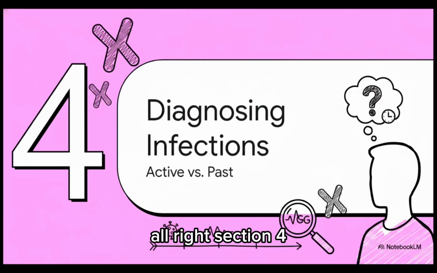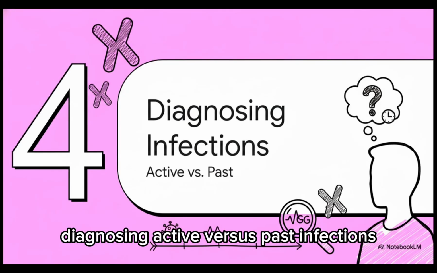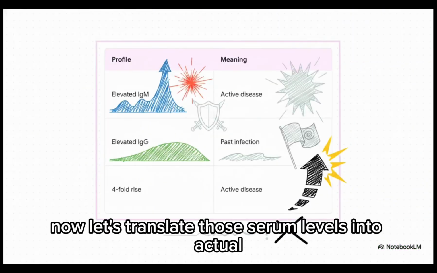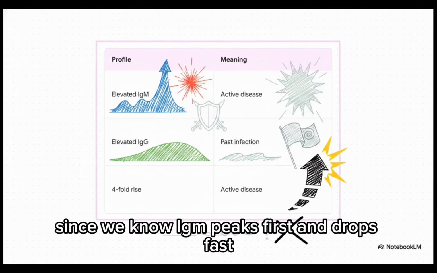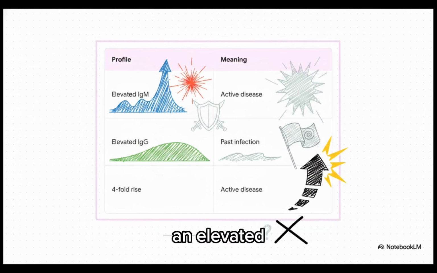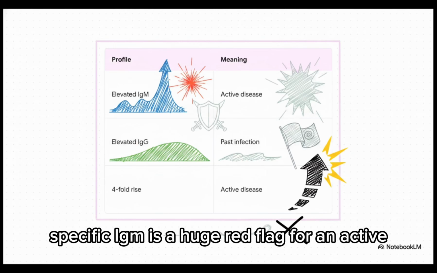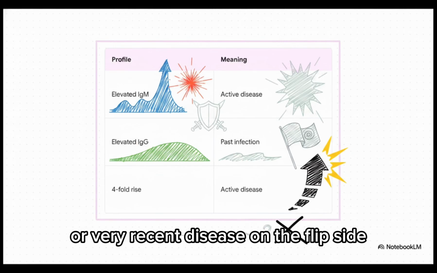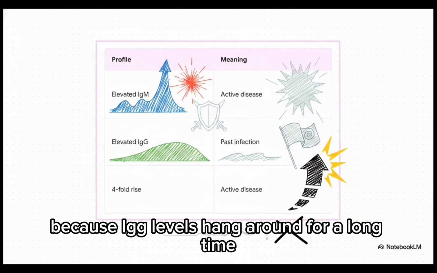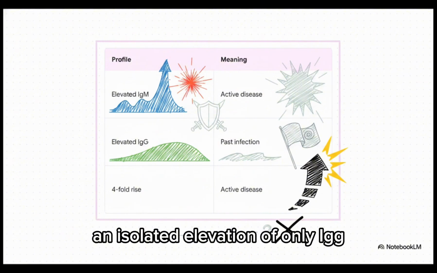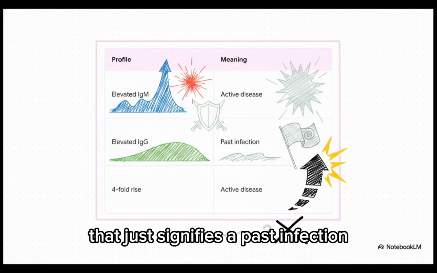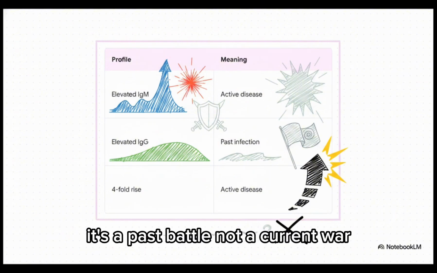All right, Section 4, diagnosing active versus past infections. Now let's translate those serum levels into actual, actionable clinical meaning for the wards. Since we know IgM peaks first and drops fast, an elevated specific IgM is a huge red flag for an active or very recent disease. On the flip side, because IgG levels hang around for a long time after the infection clears, an isolated elevation of only IgG, that just signifies a past infection.